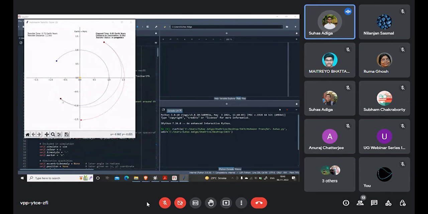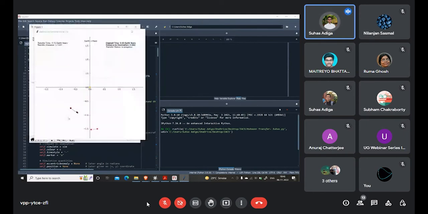So you can see that it starts from here, and the eccentric anomaly is somewhat phi, right? And then it will take an elliptical orbit, and then it will reach here, right? So you can see that the transfer status is completed. So I'll just rerun the simulation so that you'll get to know what's happening. So I just gave one impulse here, and then it reached here.